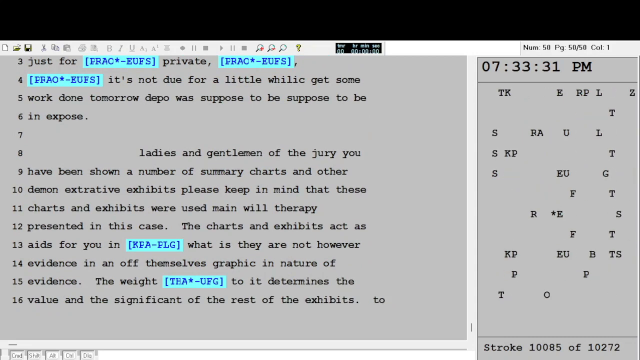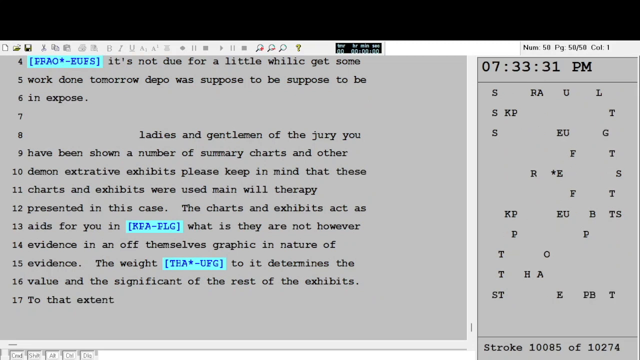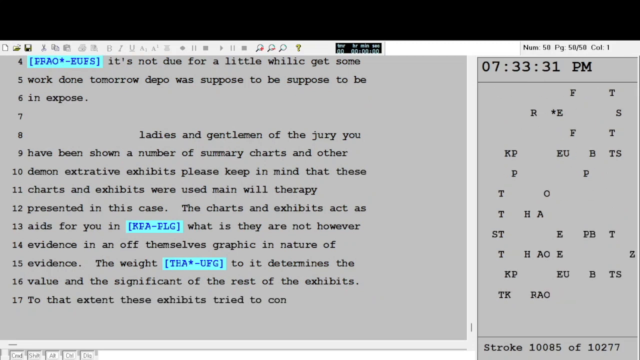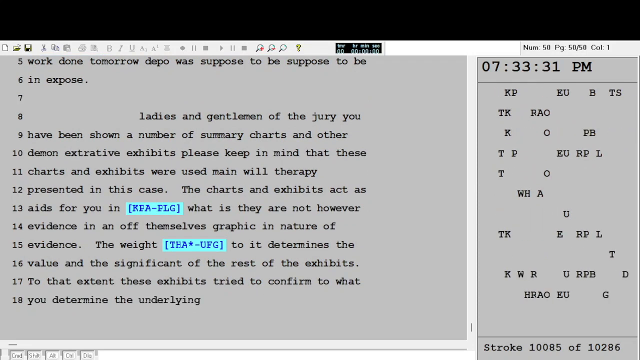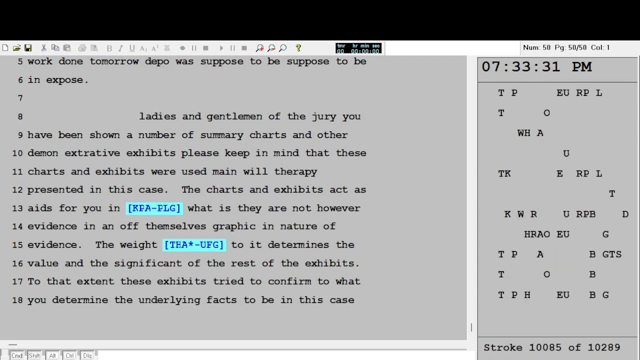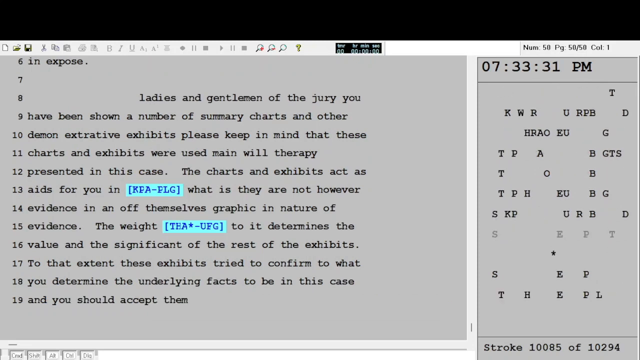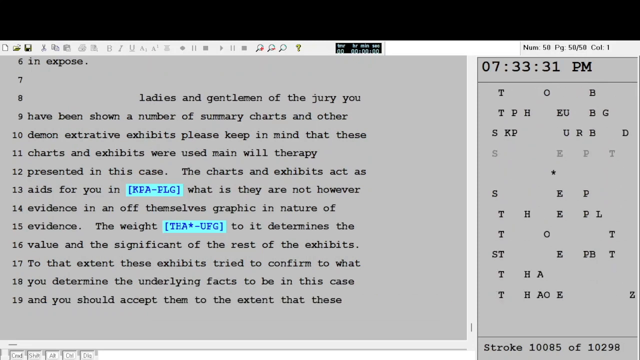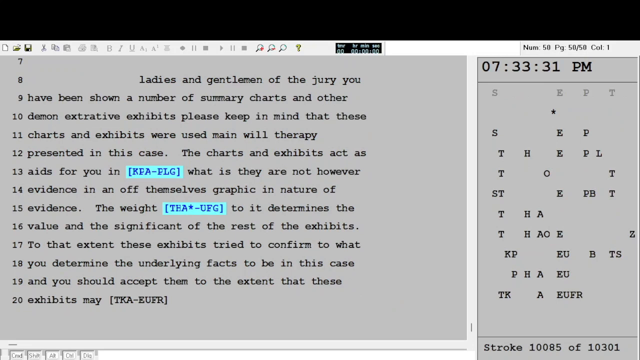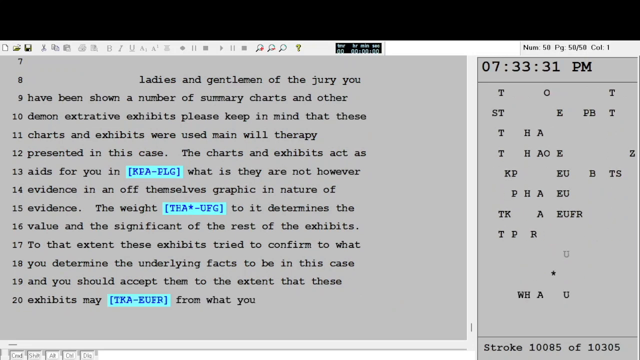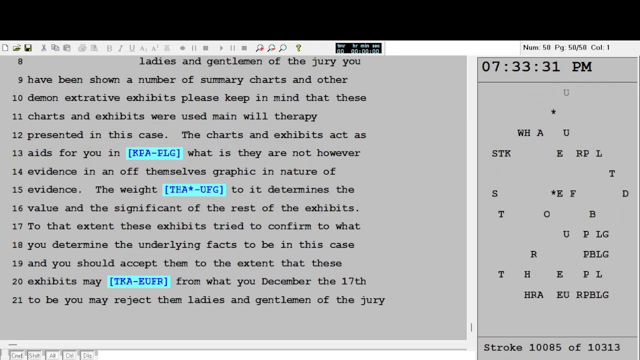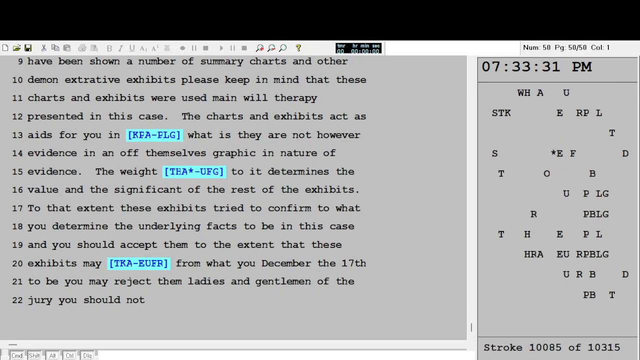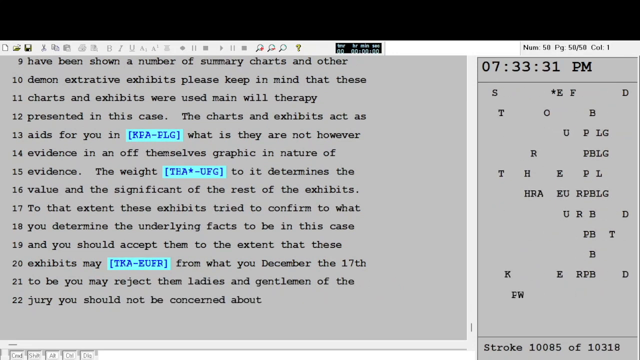To that extent, these exhibits do conform to what you determine the underlying facts to be in this case, and you should accept them. To the extent that these exhibits may differ from what you determine the evidence to be, you may reject them.